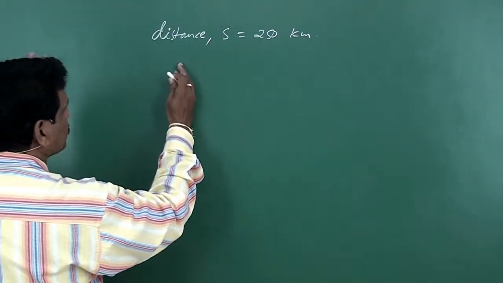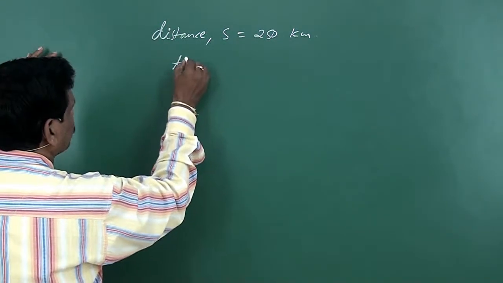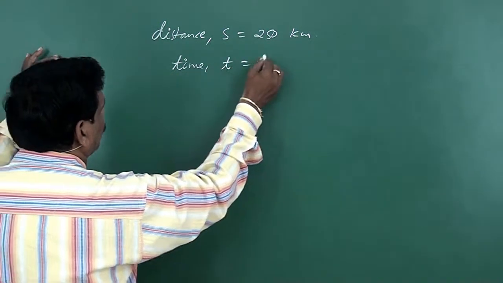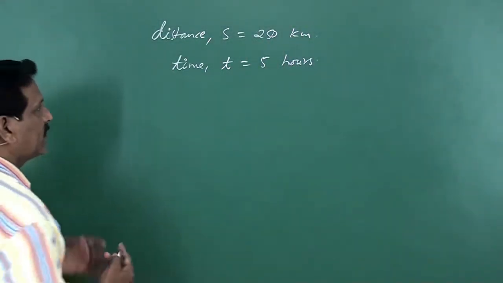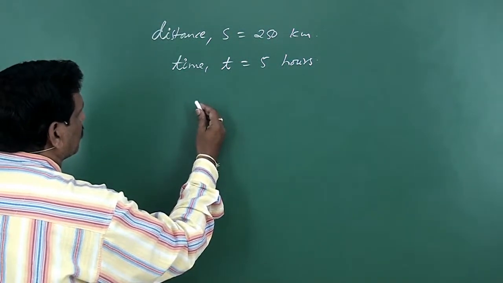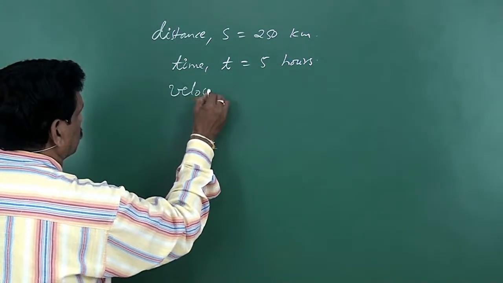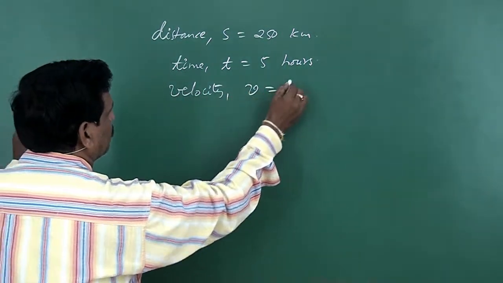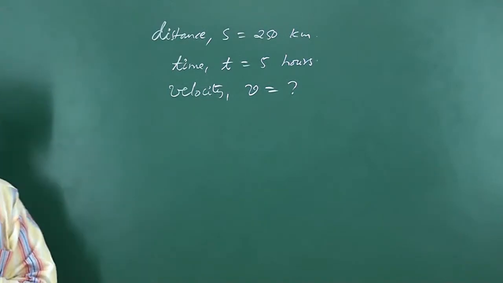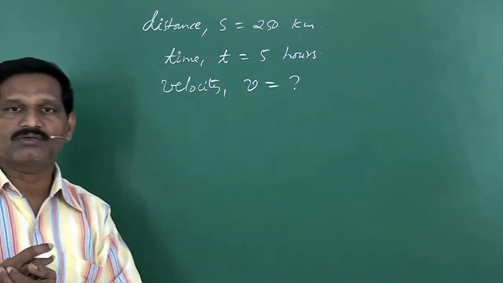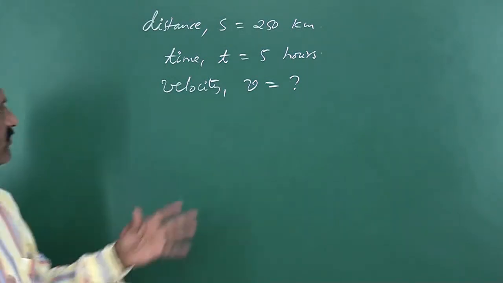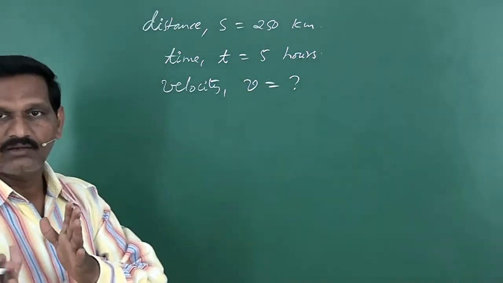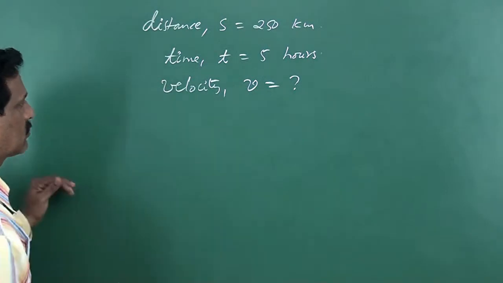And this distance is covered in a time of 5 hours. And we have to find the velocity of the car. Velocity of the car. So V is equal to how much? So here the distance between Hyderabad and Guntur is given as 250 km, and this distance is covered in a time of 5 hours. We have to find the velocity of the car.